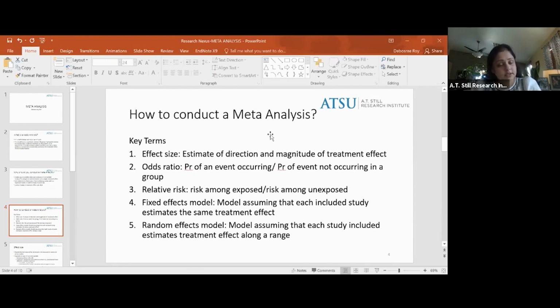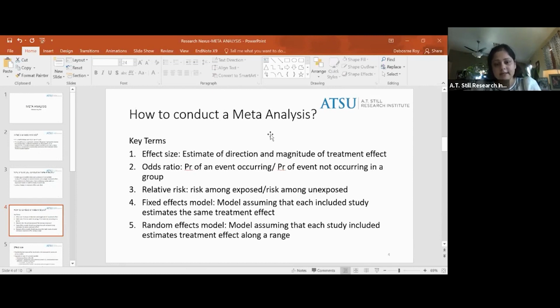So this is something that you compute in your data table. Odds ratio is the ratio of the probability of an event occurring to the probability of the event not occurring in a group. Relative risk is the ratio of the risk among the exposed and the risk among the unexposed.